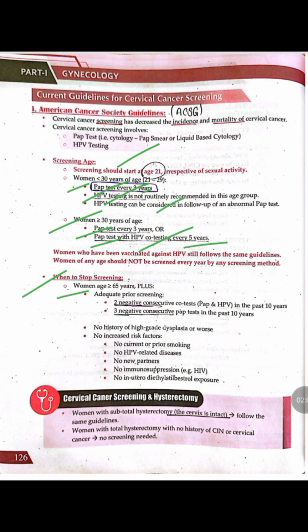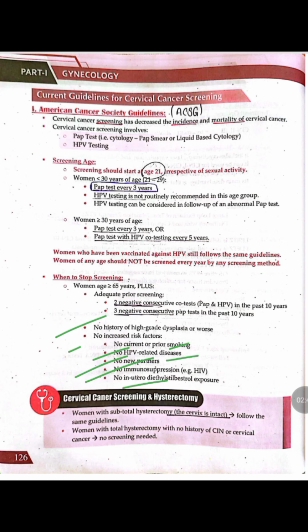Women who are more than 65 years of age, with adequate prior screening, who had two consecutive core tests of Pap smear and human papilloma virus test negative in the past 10 years, and who have three negative consecutive Pap smear tests in the past 10 years, along with no history of high-grade dysplasia, and no risk factors, that is, no history of smoking, no human papilloma virus-related diseases, no new sexual partner, no history of immunosuppression, and no history of exposure to diethylstilbestrol.